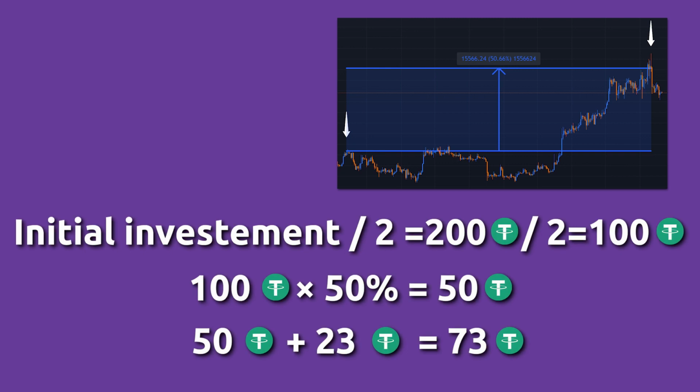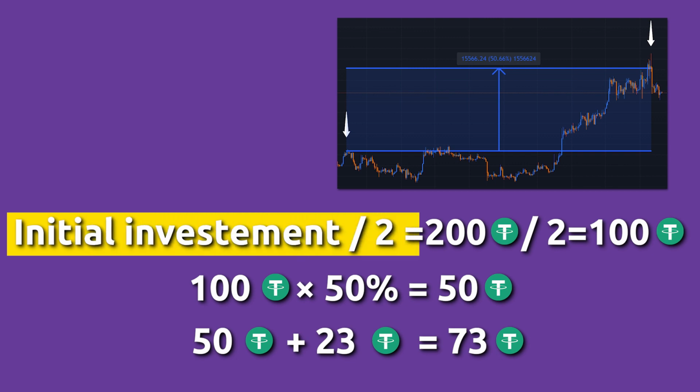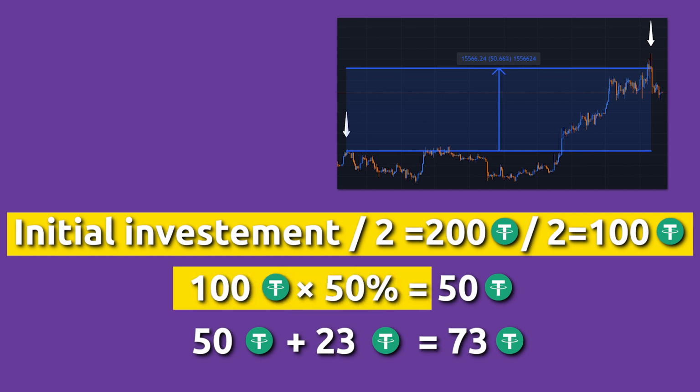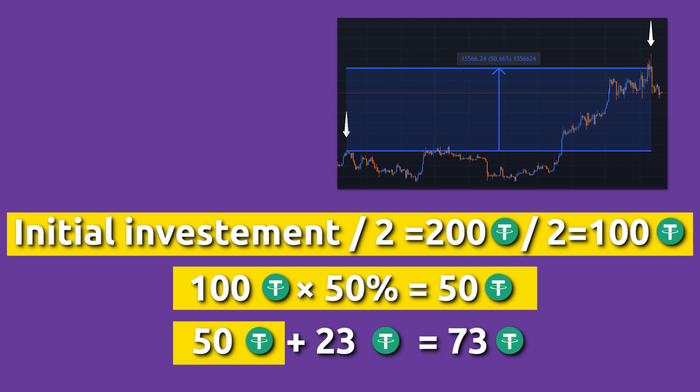Let's check if it all adds up. The asset increased by around 50% during the time the bot ran. So 200 USDT initial investment divided by 2, that's 100 USDT, and that's our initial BTC value. So 100 USDT times 50%, that's 50 USDT. Then you add to that the 23 USDT of profits from the grid trading, that's 73 USDT. Okay, 72, 73, given approximations, it matches.